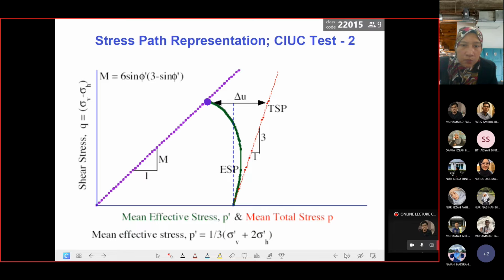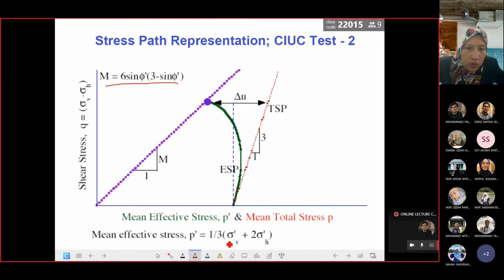Okay, yang ni stress path juga. The slope of the stress path also can be represented dengan notation M. Okay, M ni pun adalah slope. Dia punya angle berapa. Kalau kata certain case untuk QP plane lah, atau kita panggil QP stress path, you nak dapatkan dia punya slope, the gradient of the failure stress path line ni, kita boleh pakai this formula. 6 sin phi effektif darab dengan 3 minus sin phi.